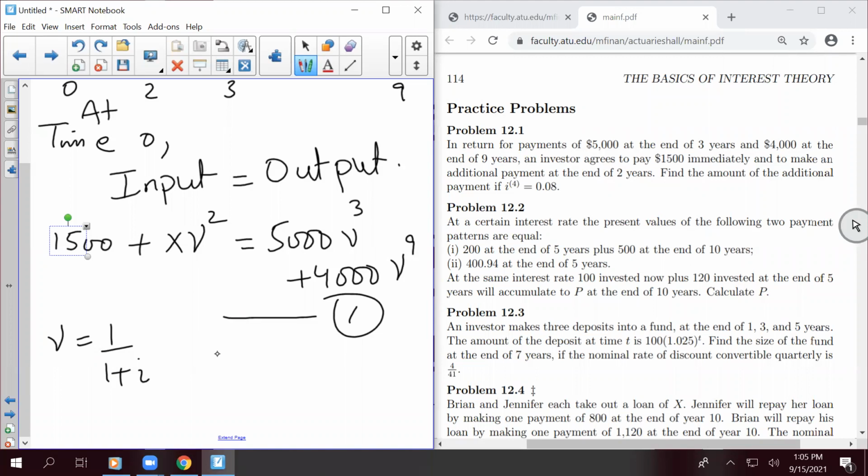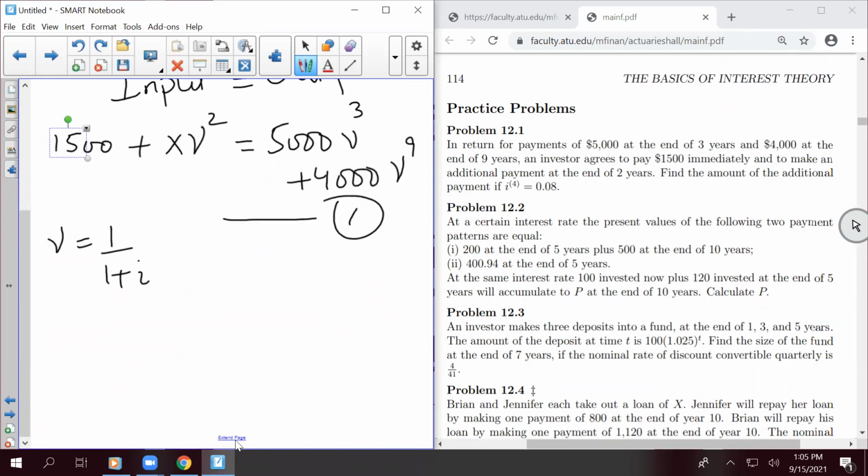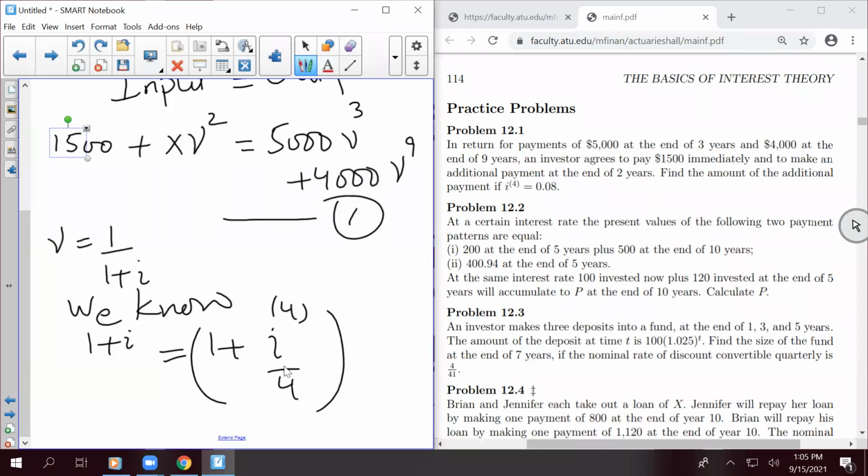We are given i superscript 4. But if we have i superscript 4, can I calculate i from there? How? What's the equation? What's the relationship between i and i superscript 4? What does 1 plus i equal? 1 plus i superscript 4 by 4, to the power 4, isn't it? I think that's one of the things you had to watch in the videos, right? So the general relation is 1 plus i is equal to 1 plus i superscript m by m, to the power m.